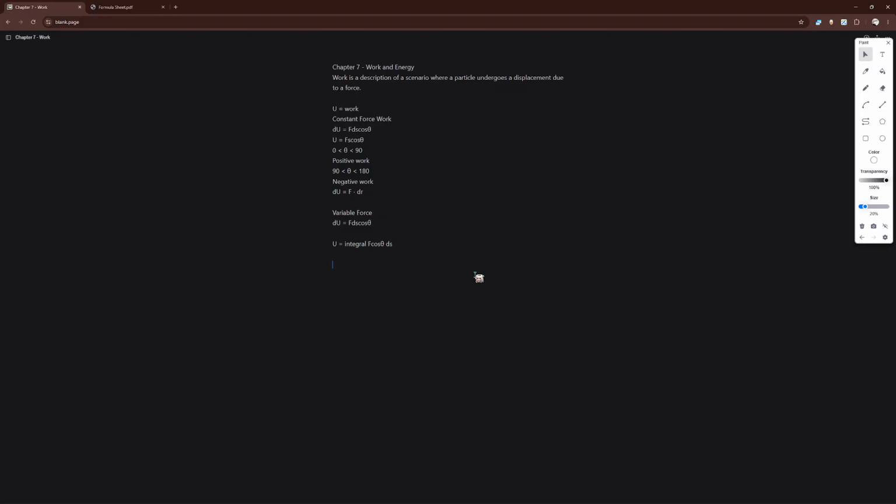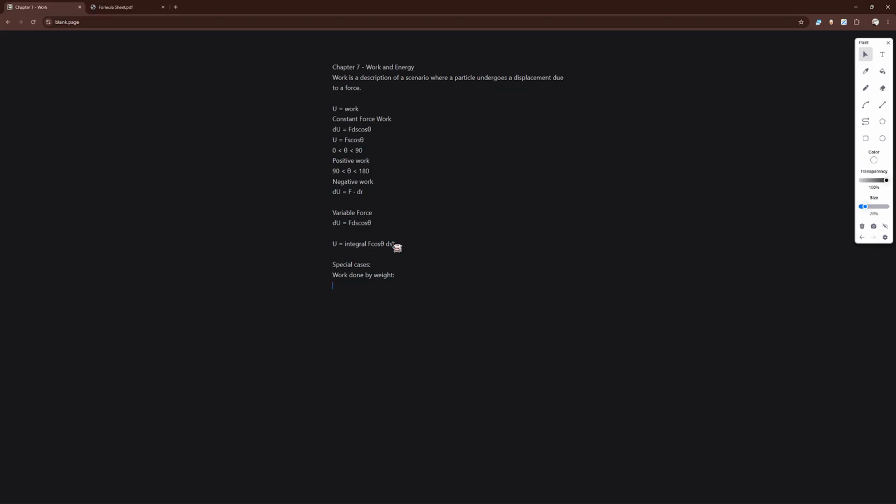Okay. So, now there are some special cases for work. We already went over constant force, which is this stuff here. And we went over the variable force, which is this stuff here. So now we're going to look at work done by weight. And what does work done by weight look like?